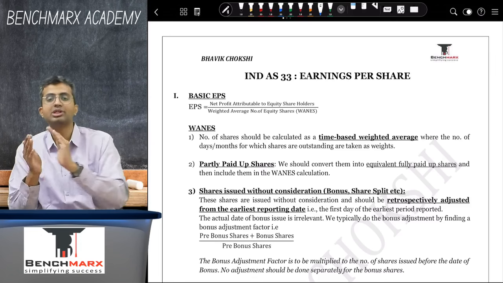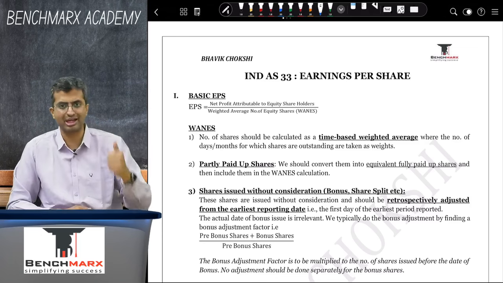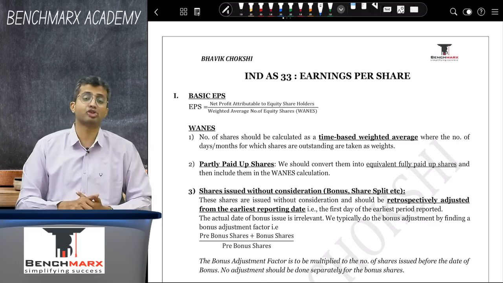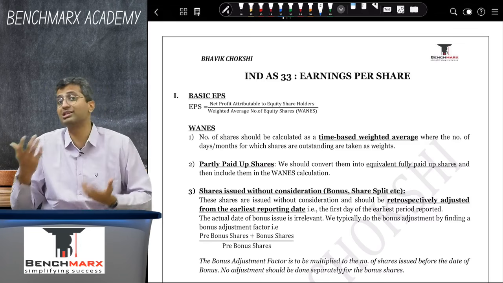The treatment for bonus is similar to the treatment that you do for share split, and to the treatment that you do for share consolidation, because these are also issues of shares without consideration.